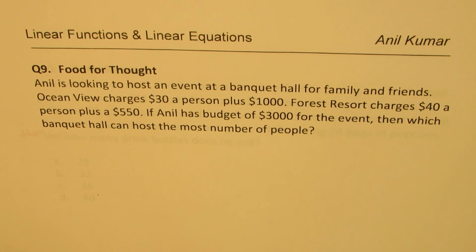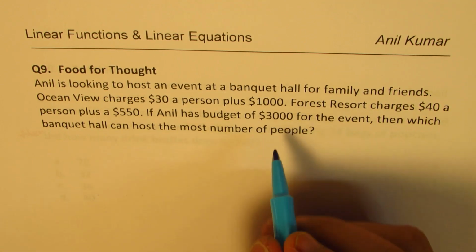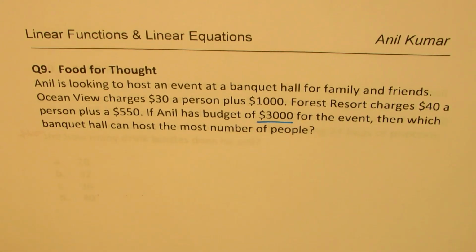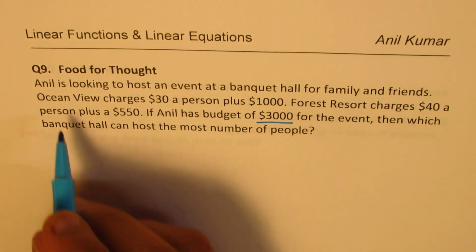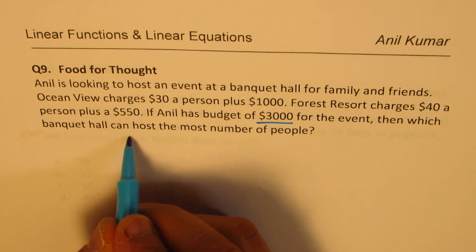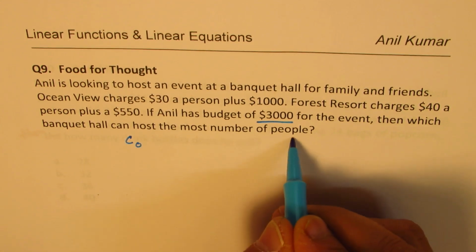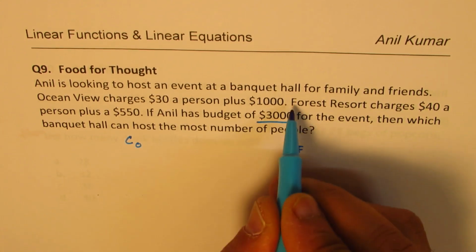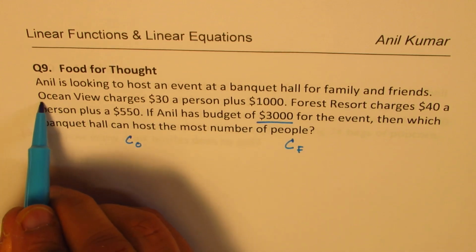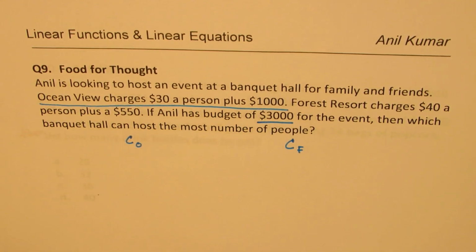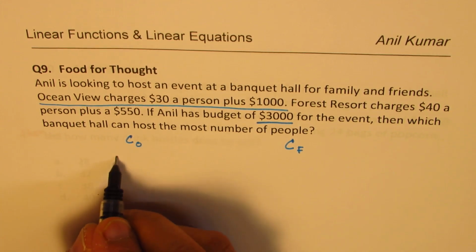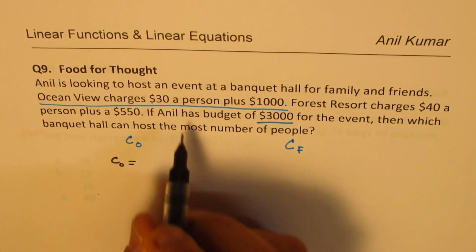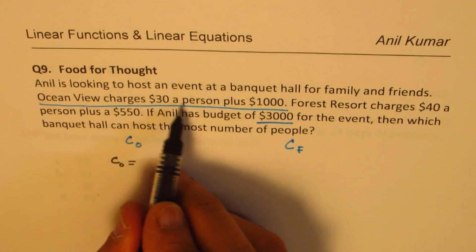Well, that is a simpler question since we know the budget, right? The total amount is known to us. So we're talking about comparing the two things. One is the cost at Ocean View. The other one is the cost at Forest Resort. So now let's look into the Ocean View cost first. So it says that this cost, at Ocean View, is equal to $30 per person.